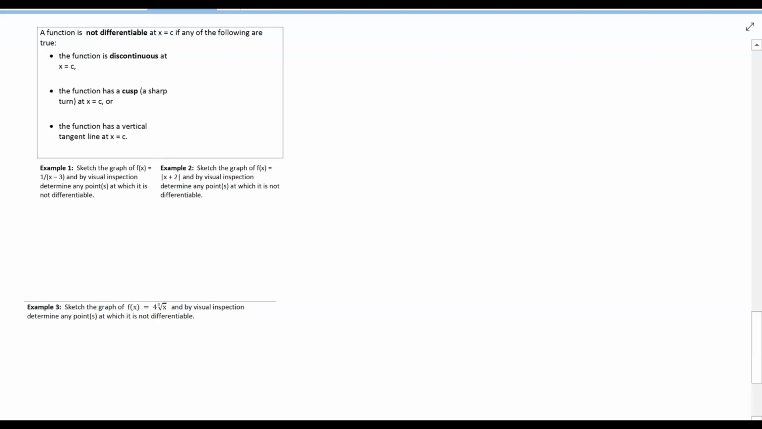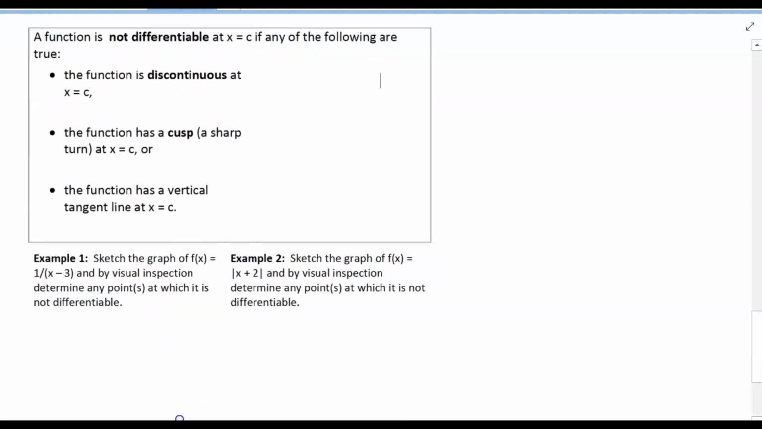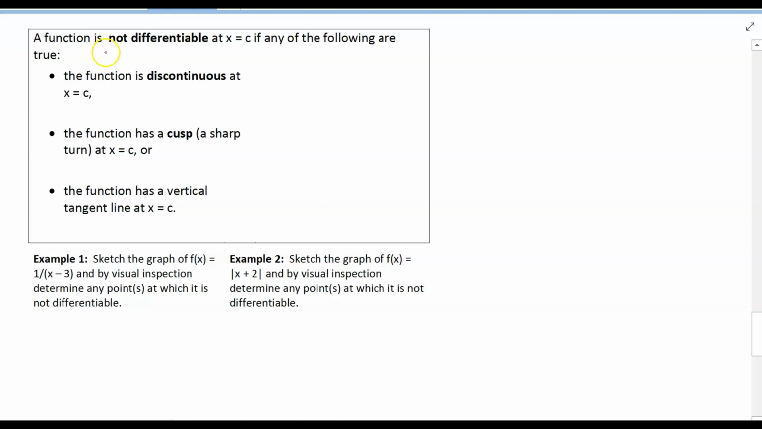Okay, now we're going to be talking about where a function is what they call differentiable. I abbreviate this differentiable. I'll often write something like this, diffable, just because differentiable is too long to write. So we're going to be looking at where functions are differentiable, and I've shown you my abbreviation, but let's talk about where a function is not differentiable.